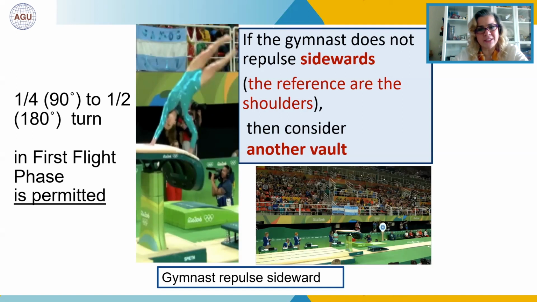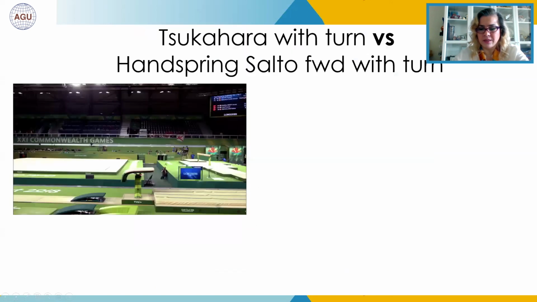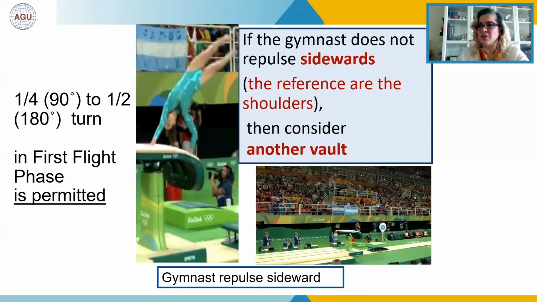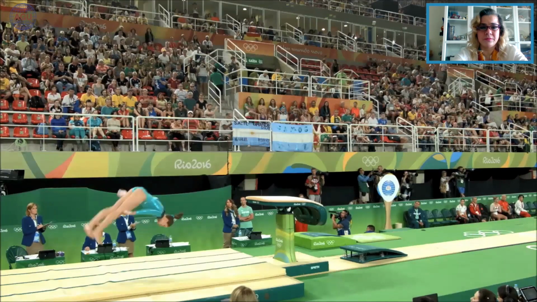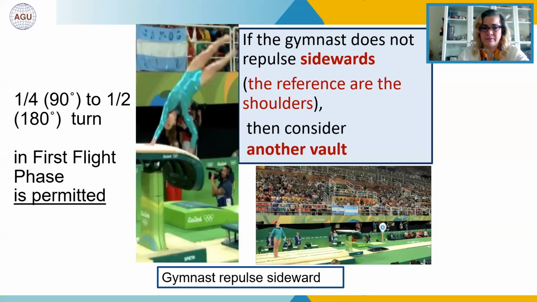If the gymnast doesn't show repulsion sidewards, the reference being the shoulders, of course, then we have to consider it another vault, okay? Here in this case, and in the picture as you can see, the gymnast repulses sideward. So we can consider this Tsukahara. Let's see the example in the video. Okay, this is with a twist, but we talk mostly about the entry and the side repulsion.